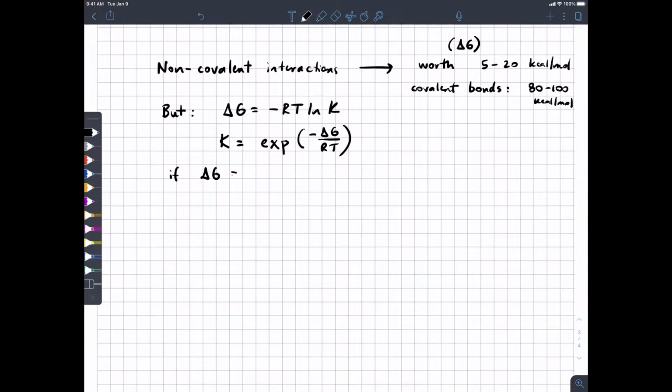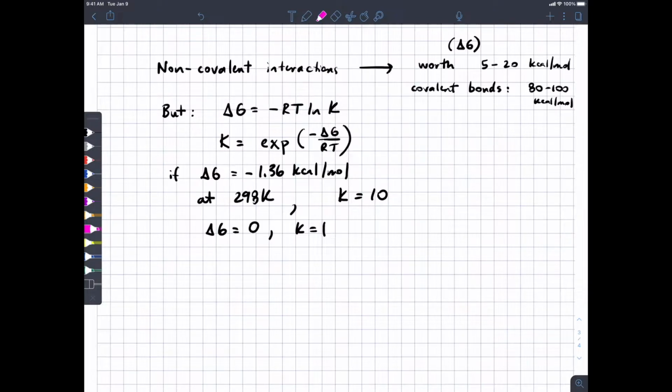If you let delta G equal minus 1.36 kilocalories per mole, and if the temperature is 298 Kelvin, then K equals 10. Right? I suppose it goes without saying that if delta G equals 0, K equals 1. So even a small difference in free energy between, say, having an interaction versus not having an interaction can end up making a huge difference in equilibrium constant. You can go from 1 to 1 to 1 to 10.